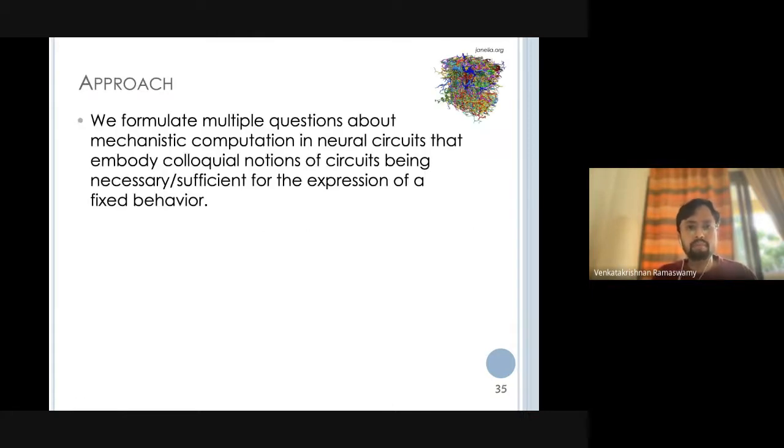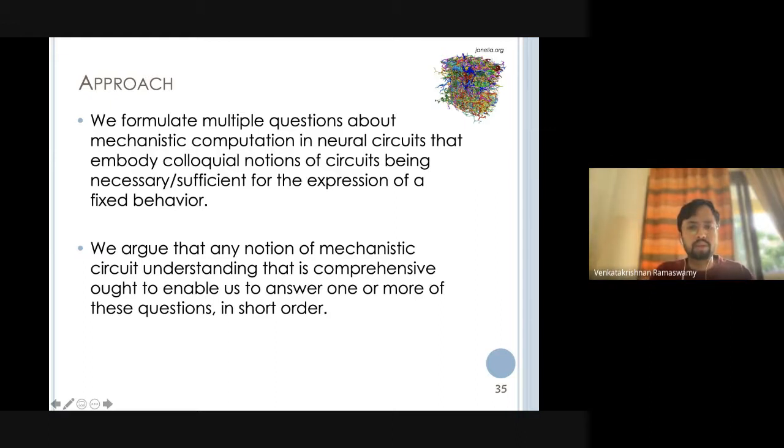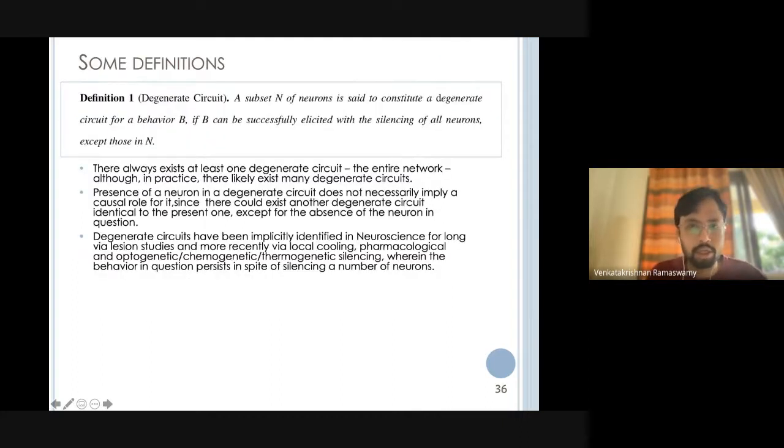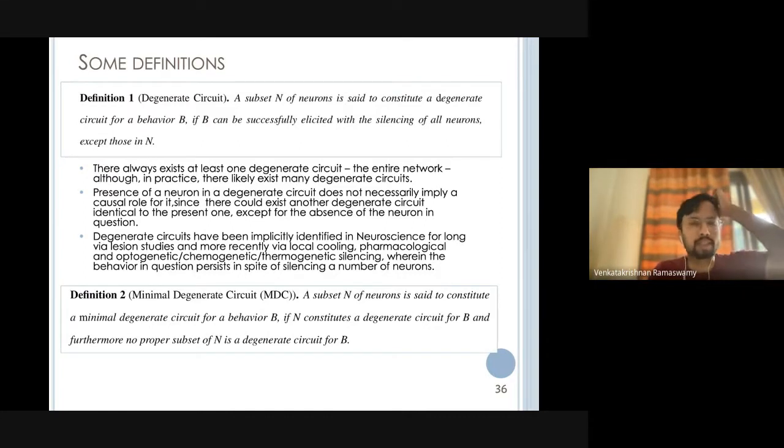All right. So formulating multiple questions about mechanistic computation. And again, this goes back to colloquial notions of neural circuits being necessary and sufficient for the expression of fixed behavior. And these are notions that people talk about in neuroscience, all right? Although it is almost never defined rigorously. What does it mean for a circuit or for a subset of neurons to be necessary? And what does it mean for a subset to be sufficient? All right? But people use these terms in colloquial ways, if I may say so. So I already said this. So any comprehensive notion of understanding ought to enable us to answer one or more of these questions in short order. So I'm going to now walk you through some quick definitions before we get to the results.